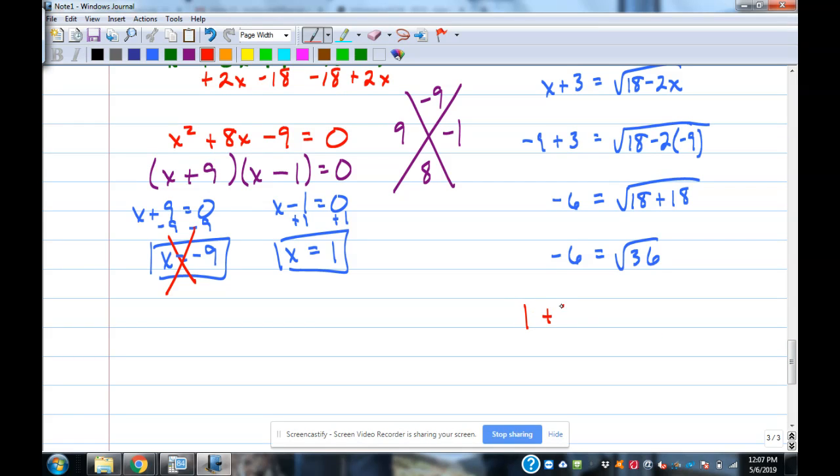So if we check the 1, 1 plus 3, 18 minus 3 times 1. So that's 4. 3 times 1 is 3. I miswrote that problem. That's 2 times 1. So 18 minus 2 is 16. That works. What's the square root of 16? 4. That works. So we're going to keep the 1. Got to check from the original, especially if you get more than one answer.